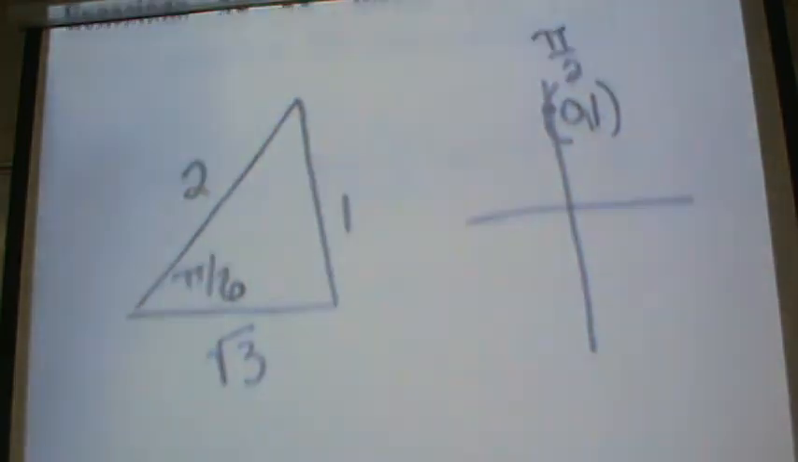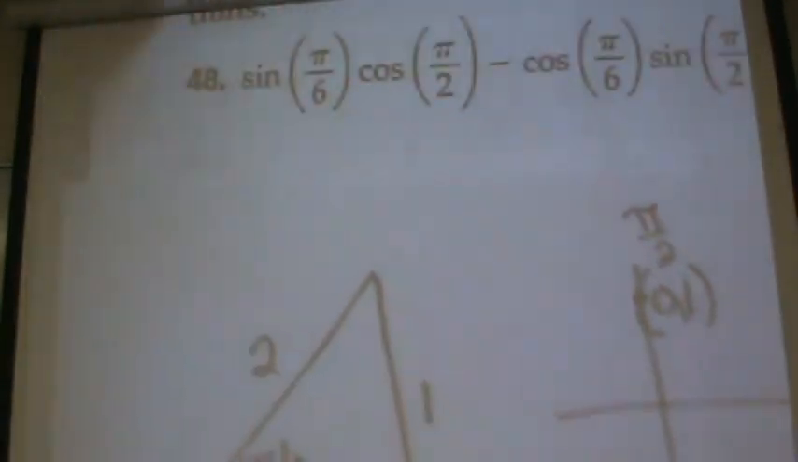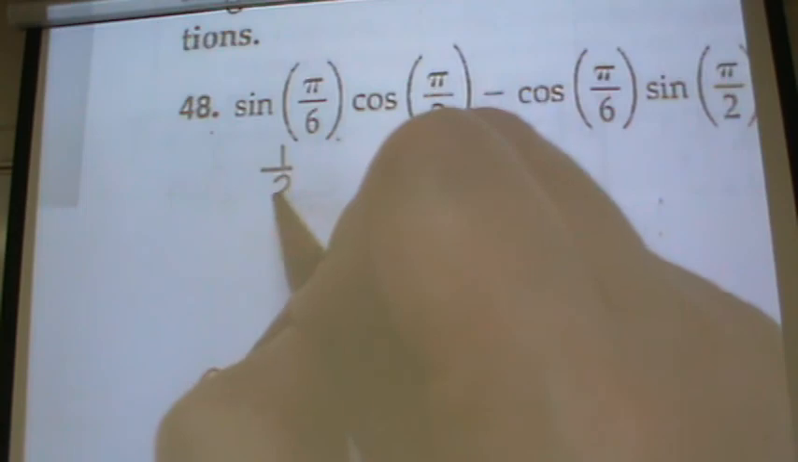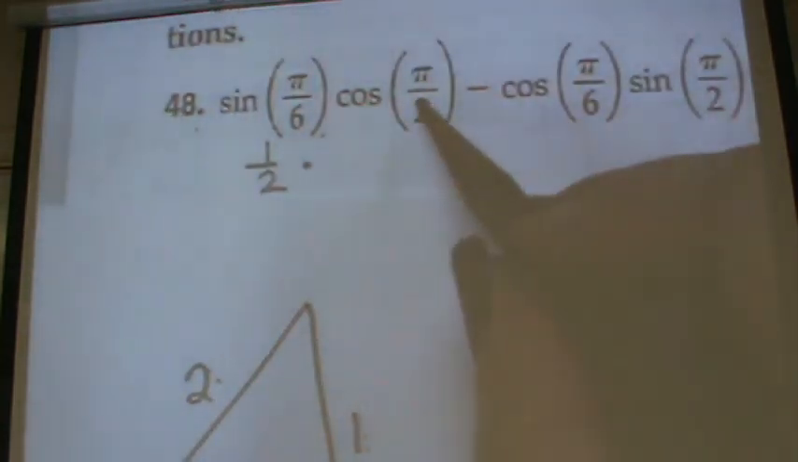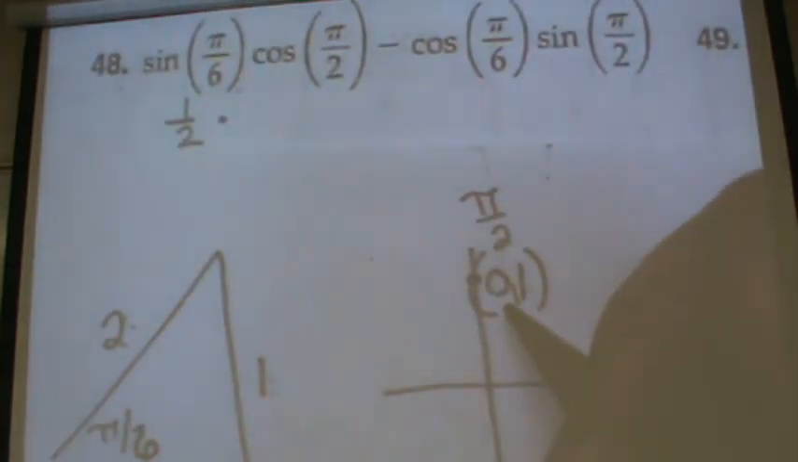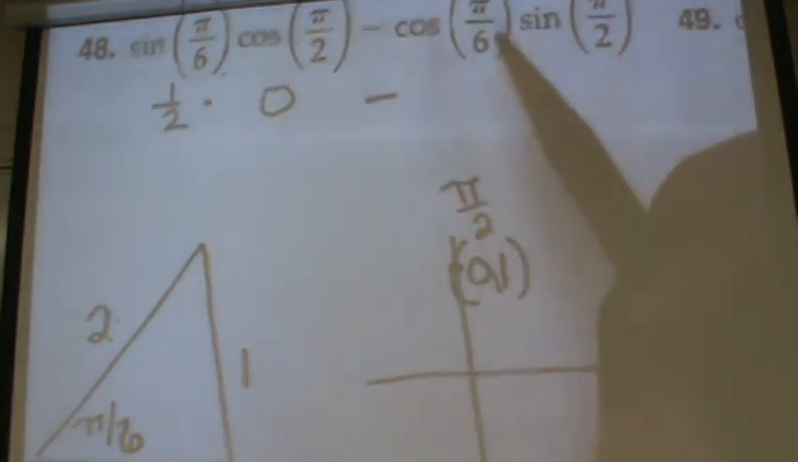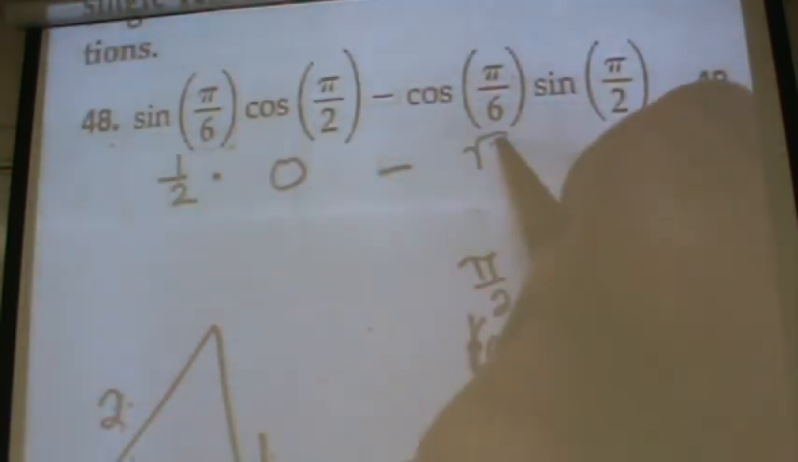So root 3 over 3. So watch what you do. Okay, what's the sine of a 30-degree angle? Root 3 over, oh no, just kidding, 1/2. What's the cosine at pi over 2? 0. What's 1/2 times 0? 0. Good. What's the cosine of pi over 6? Root 3 over 2.